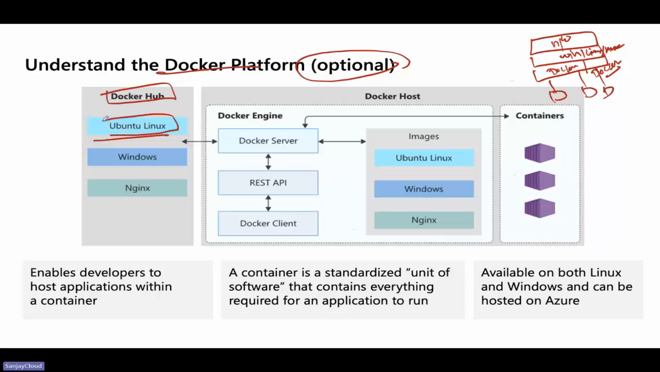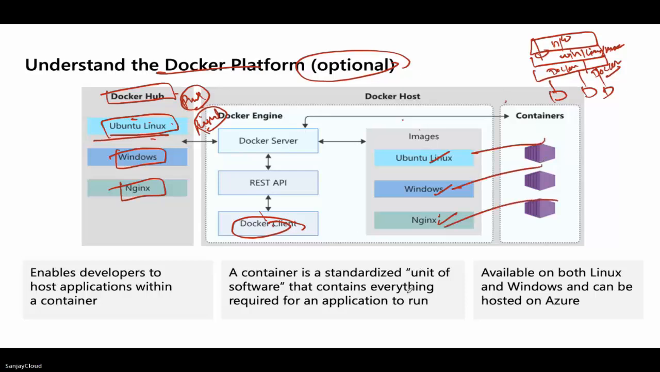There you will get images like Ubuntu Linux, Windows, Nginx, Alpine, Tomcat. You will use Docker client, which is a command line tool that works as a client. Using this client, you will pull or push. Push to save your images, pull to bring your images. You will pull your images from Docker Hub to your Docker host, that means this server. So first you will pull images. After pulling your image, you will create a container using those images. This would be the process of Docker and container.